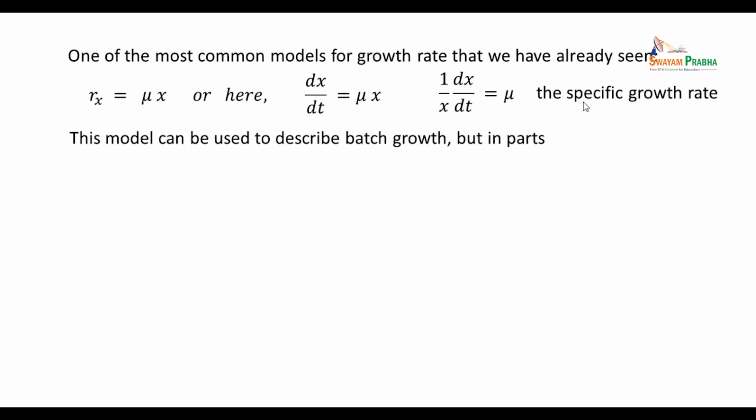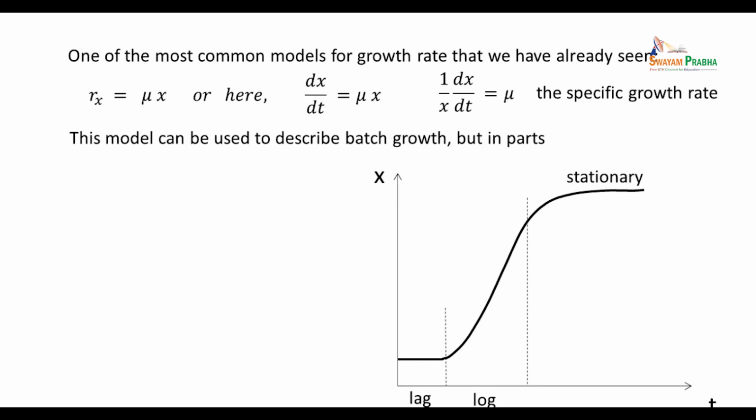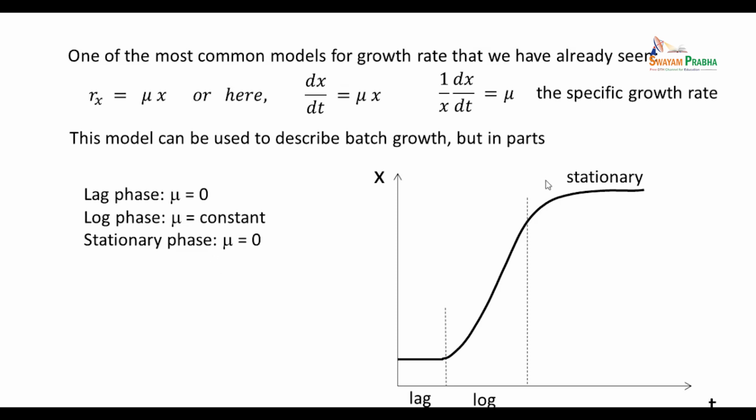This model can be used to describe batch growth, but in parts. These are the various parts of the batch growth that we have seen: the variation of cell concentration with time, the lag, log, and the stationary phase. In the lag phase, mu is 0. dx dt is 0, there is no change in the cell concentration. In the log phase, which is probably what you have been exposed to so far, mu happens to be a constant. And in the stationary phase, again there is no change in cell concentration, therefore mu is 0.